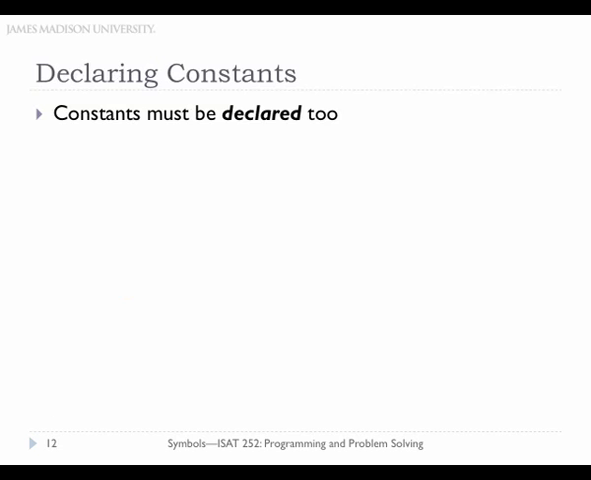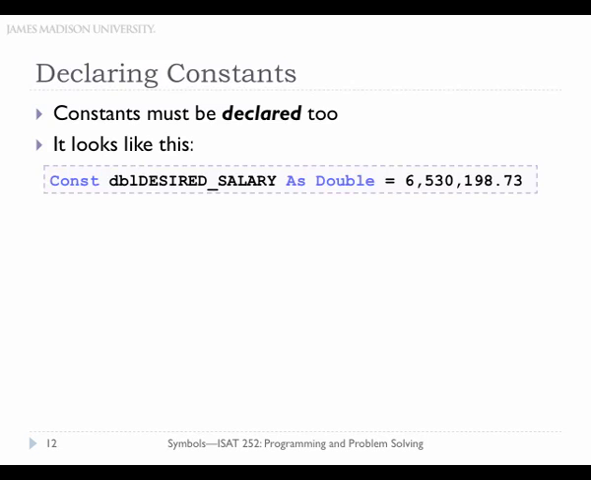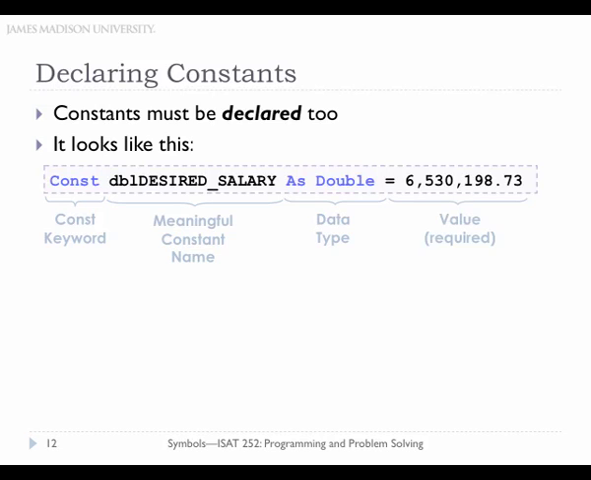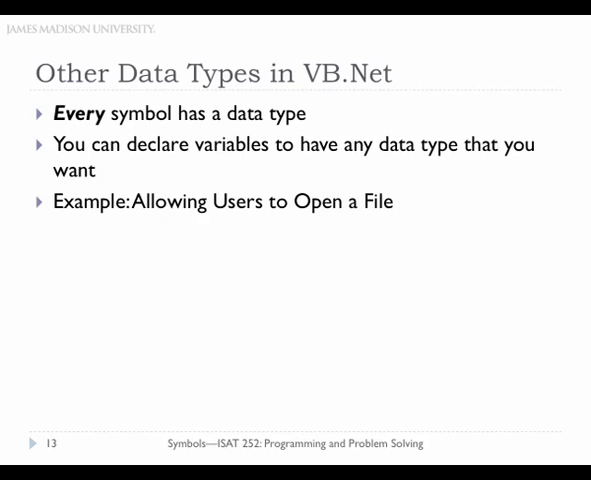So how do you declare constants? Looks kind of like this. Const dblDESIRED_SALARY As Double. So there's the Const keyword, which indicates that the symbol to follow is a constant. Use your meaningful constant name, again all caps, with underscores in between words and the 3-letter prefix indicating the data type. Then you have a data type, and then you must have the value. In this case, I'm indicating that my desired salary is $6,530,198.73. Wouldn't that be great?